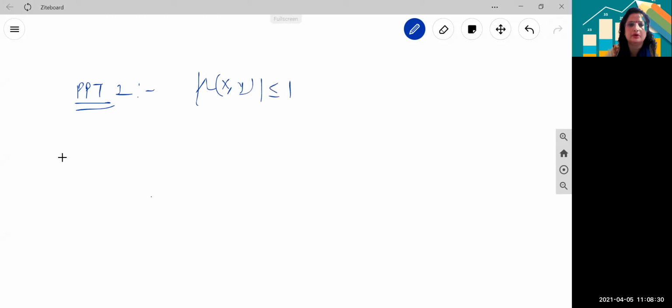Our today's topic is the properties. So we will continue the properties of correlation coefficient. So what was property 1? Property 1 was that Rxy lies between -1 and 1. Property 2. So we are talking about correlation. We are talking about correlation analysis.